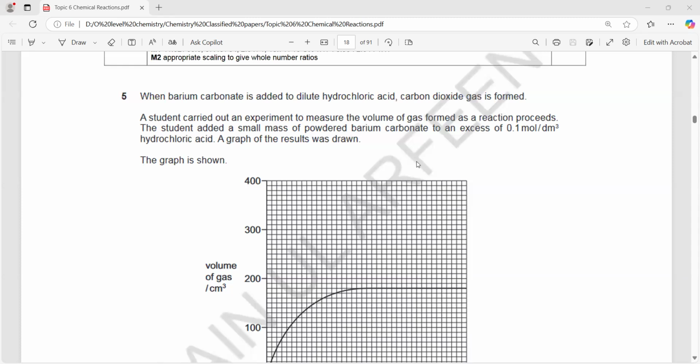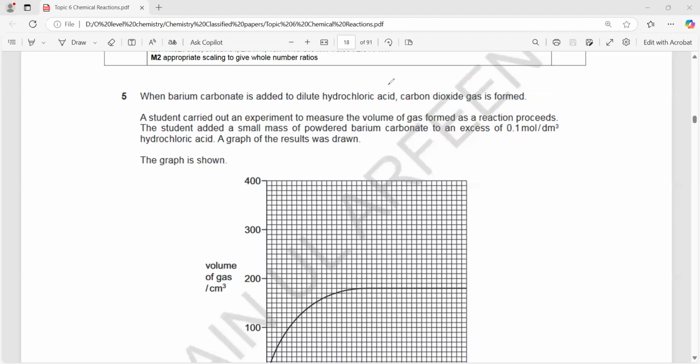Carbon dioxide. A metal carbonate reacts with acid, which gas? It is in the question. Some of them are not able to answer. Carbon dioxide is given in the question: barium carbonate is added to hydrochloric acid, and carbon dioxide gas is formed. Whenever a metal carbonate reacts with an acid, it will be carbon dioxide. If a metal reacts with an acid, hydrogen. And if an alkali reacts with an ammonium salt, it will give off ammonia gas, salt, and water.